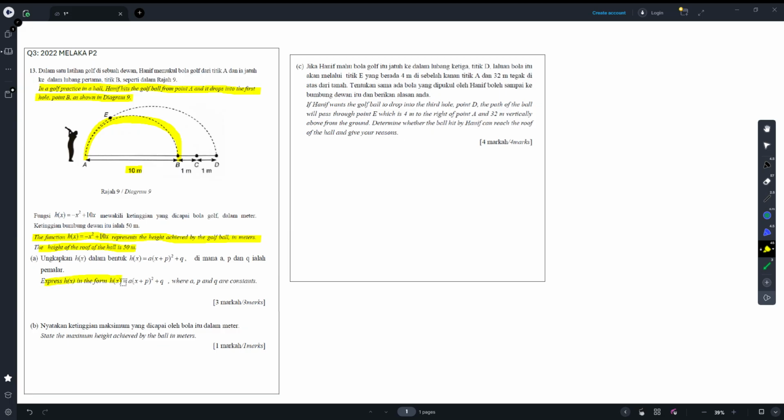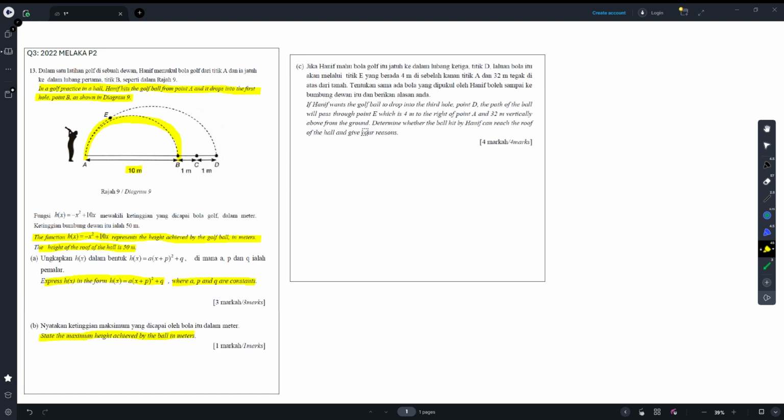Part A: Express h(x) in the form h(x) = a(x + p)² + q, where a, p and q are constants. Part B: state the maximum height achieved by the ball in meters. Part C is a different scenario. So let us just go into part A and part B first, then we move to part C.